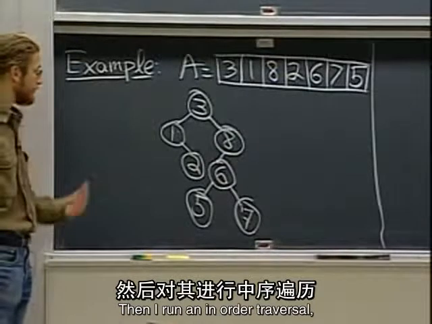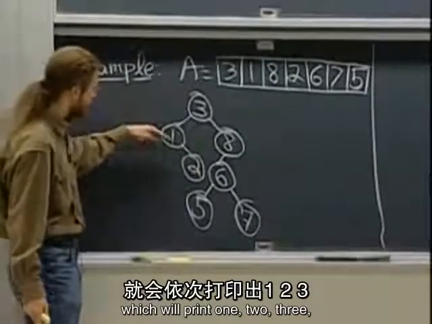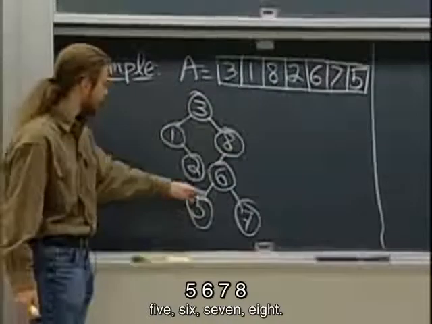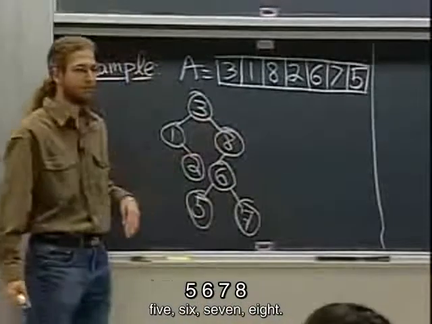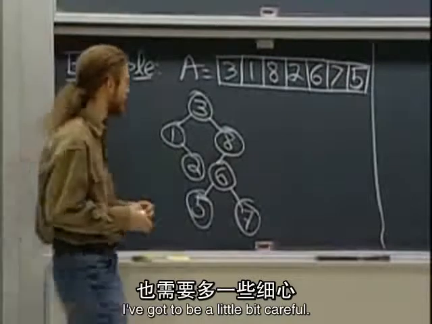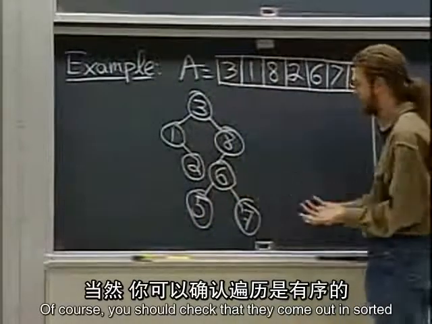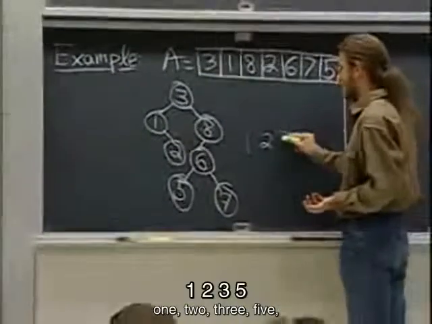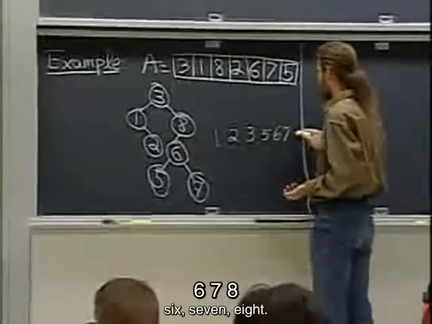Then I run an in-order traversal, which will print 1, 2, 3, 5, 6, 7, 8. I can run that quickly in my head because I've got a big stack, but be a little bit careful. Of course, you should check that they come out in sorted order. 1, 2, 3, 5, 6, 7, 8.